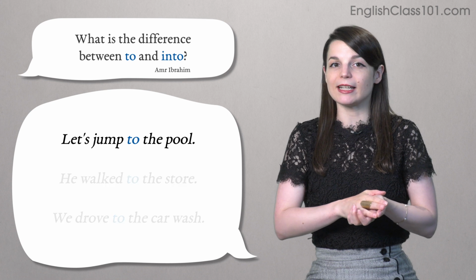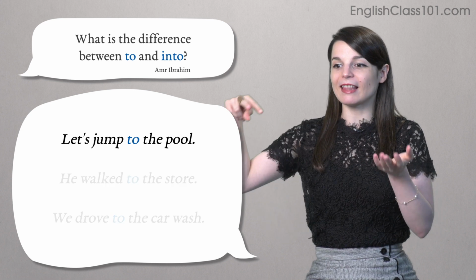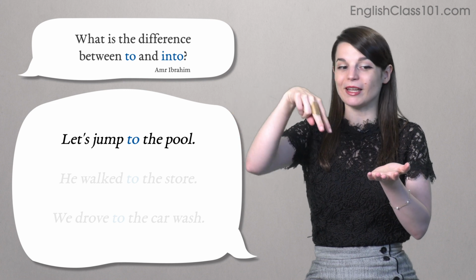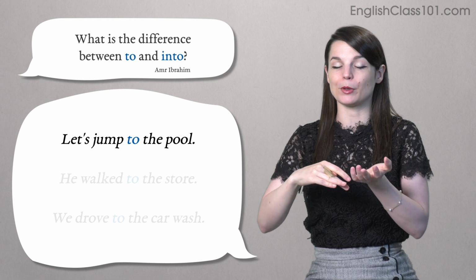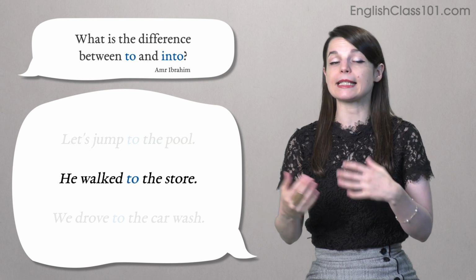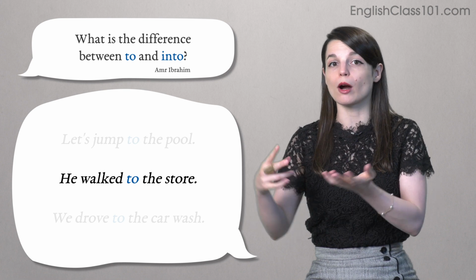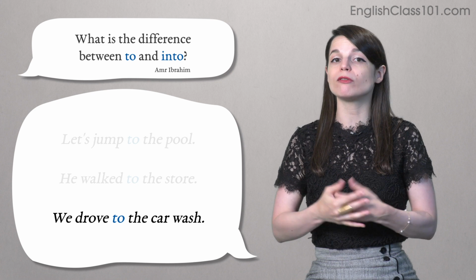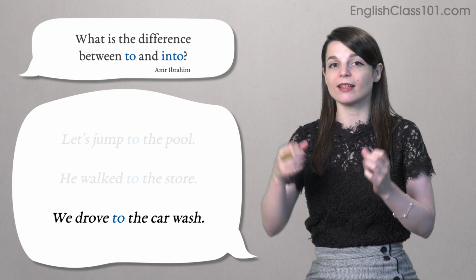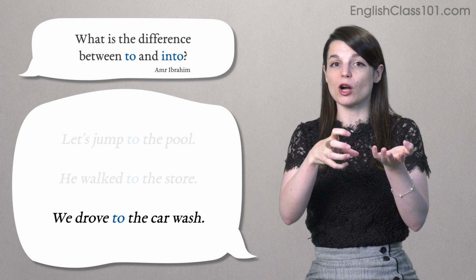So in the first sentence, let's jump to the pool, it means like let's travel by jumping to the pool, like to the area next to the pool, for example. In the second example sentence, he walked to the store. It means he traveled to the store by walking. In the third example sentence, we drove to the car wash. It means the speakers used a car to travel to the car wash.